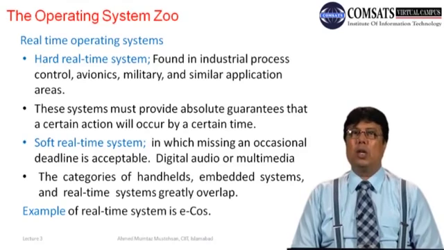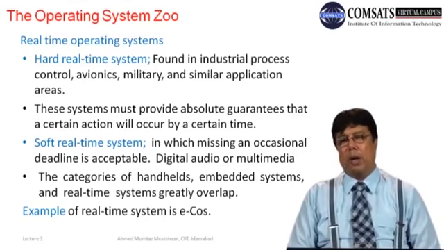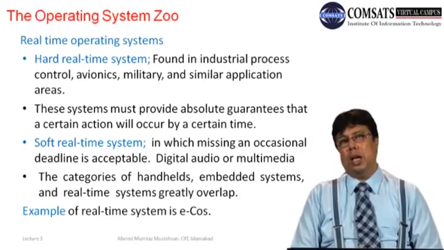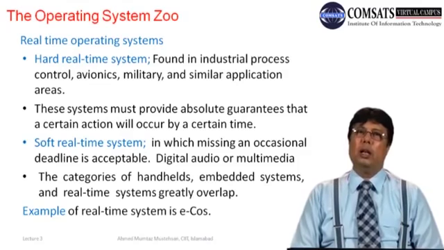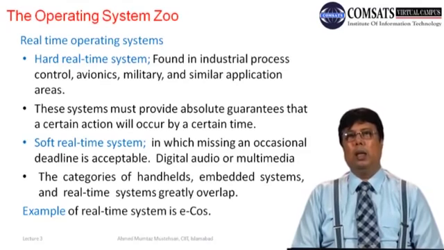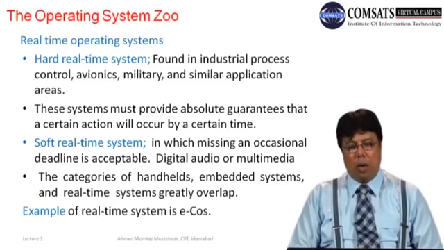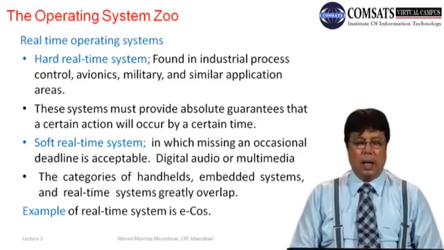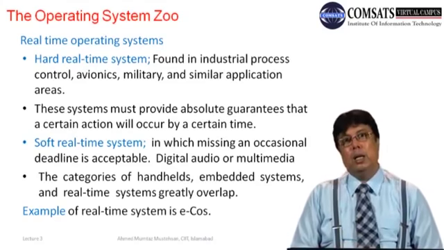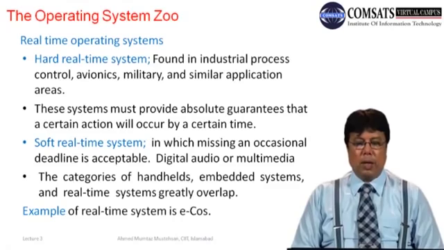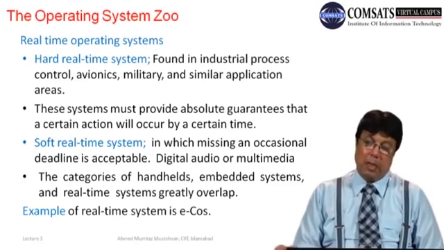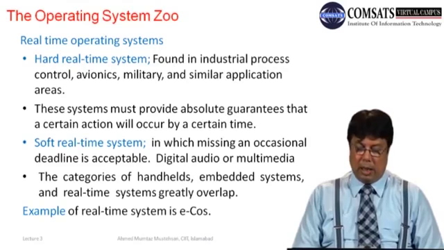Or while listening to a song, if one particular clip is skipped, your ears might not be able to detect that. So these are also intelligent devices that are playing, but the operating system can afford not to meet each and every task, and a few might be skipped. A typical example of a real-time operating system is one called eCos. Maybe when we get time we'll talk about it later in detail.